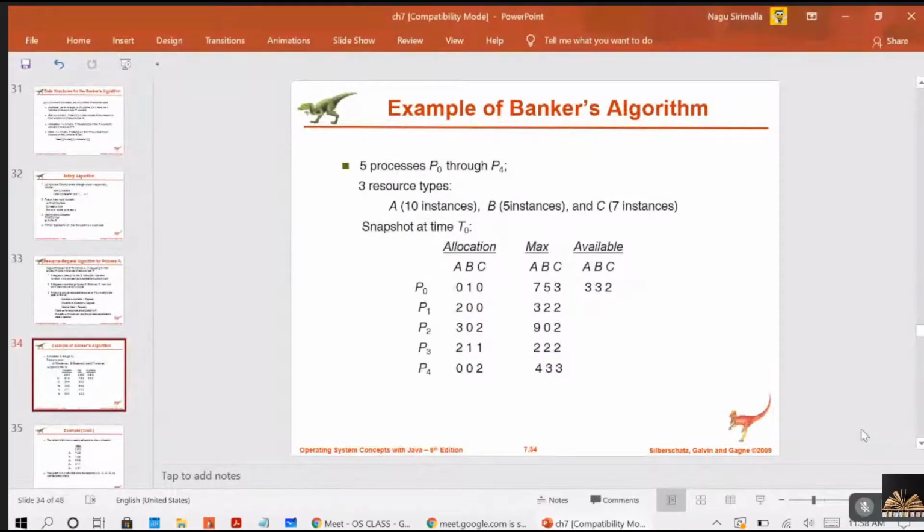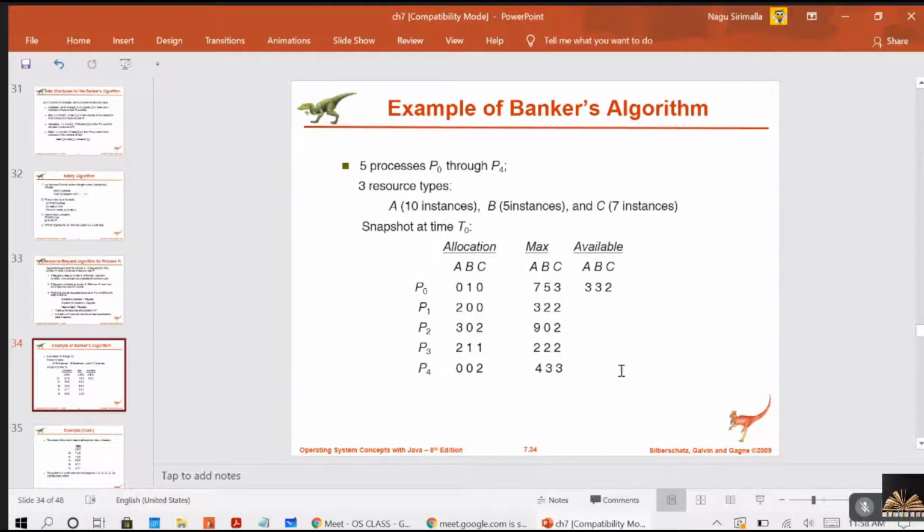Take this problem. There are 5 processes: P0, P1, P2, P3, P4, and you have 3 resources, A, B, C. Resource type A has 10 instances, resource type B has 5 instances, and resource type C has 7 instances. Suppose that at time T0, the following snapshot of the system has been taken.